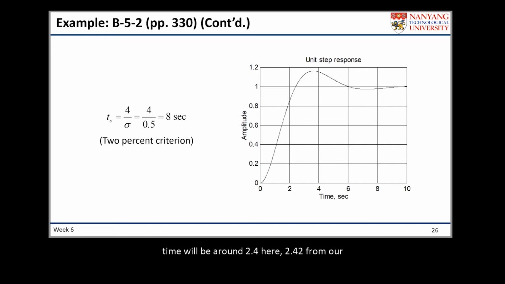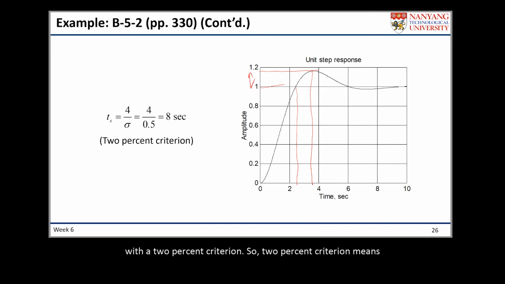The rise time will be around 2.4 here, 2.42 from our calculation. The peak time will be around 3.63 in our calculation. This will be the maximum overshoot, as we have calculated before. The maximum overshoot will be 16.3%, and then the settling time with a 2% criterion.